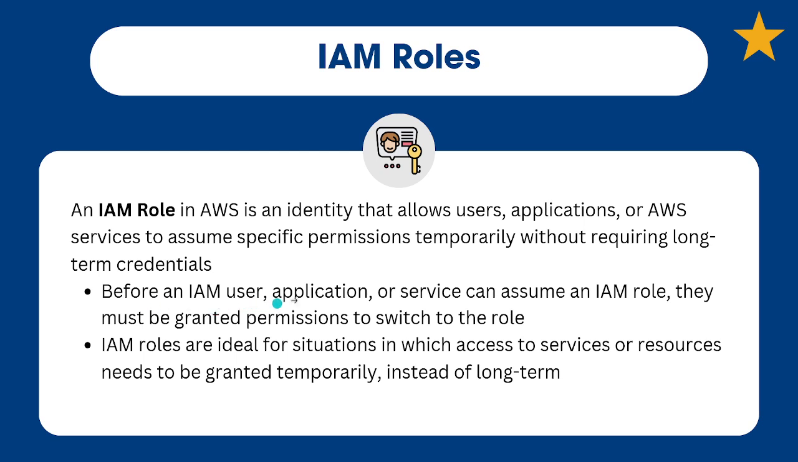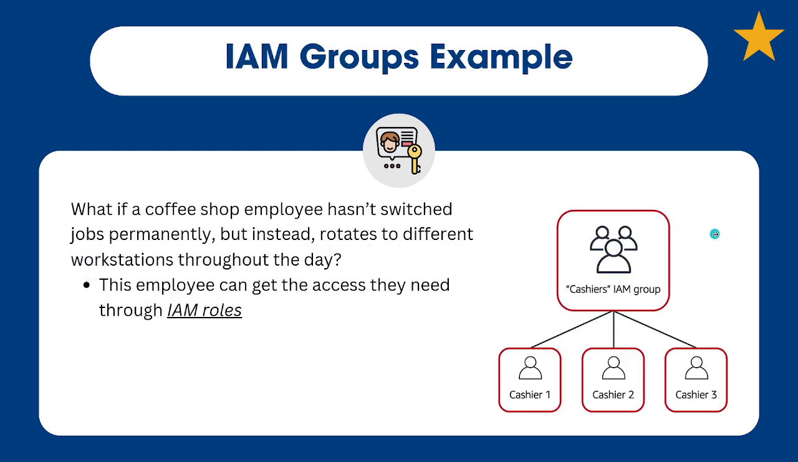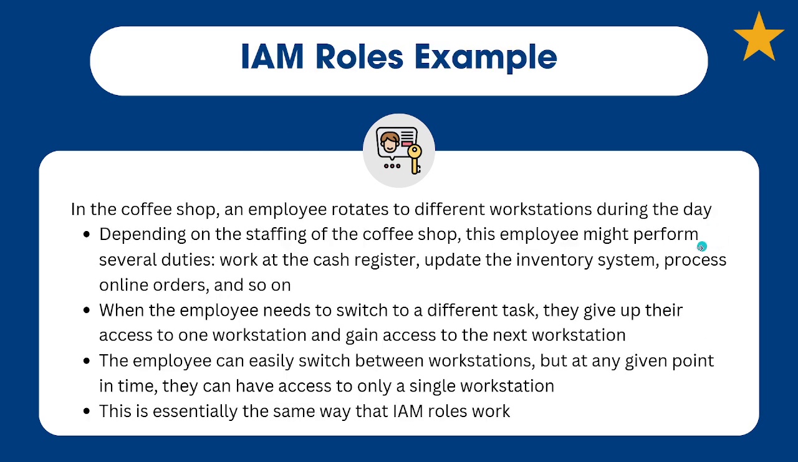So before an IAM user, application, or service can assume an IAM role, they must be granted permissions to switch to the role. So you also can provide permissions for who can switch to which roles. So IAM roles are ideal for situations in which access to services or resources needs to be granted temporarily, just like in the case of a worker who might take on different roles, wear different hats in the company. Well, you can do the same thing through AWS roles.